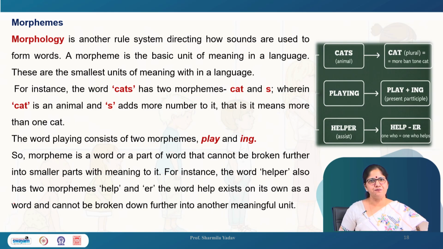If it is PL or AY separately, then there is no meaning of that PL and AY separately, and further you can't dissect ING too. So it should have some meaning. So a morpheme is a word or a part of a word that cannot be broken further into smaller parts with meaning to it. For instance, the word helper also has 2 morphemes, help and er. The word help exists on its own as a word and cannot be broken down further into another meaningful unit.